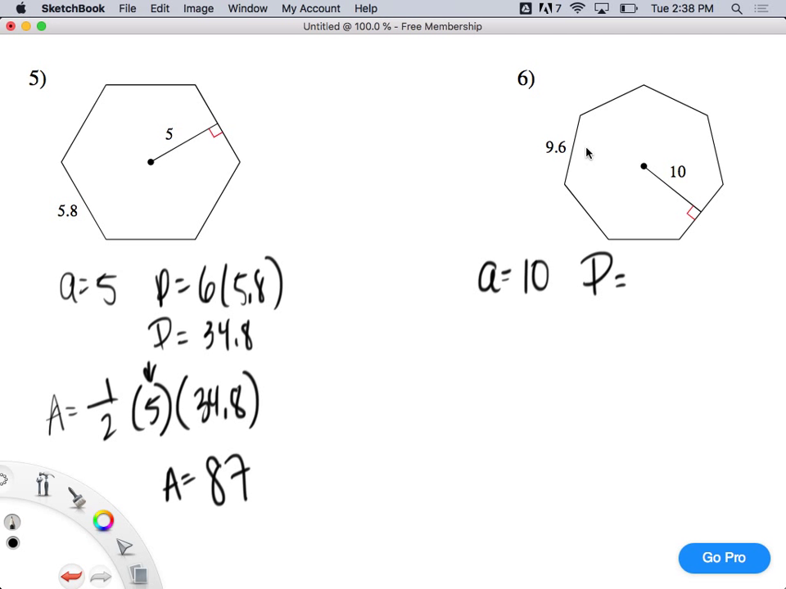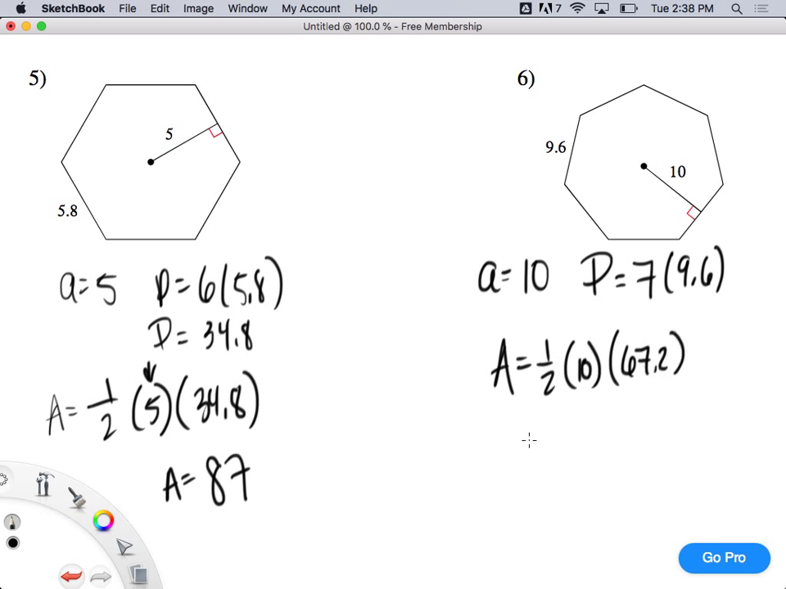Okay? So here, the perimeter is how many sides? 1, 2, 3, 4, 5, 6, 7. 7 times 9.6. So the area is 1/2 the apothem, which is 10, times the perimeter, which is 7 times 9.6, which is 67.2. Oh, you're supposed to do 10 times 67.2, which is 336. The number of sides times the side length.